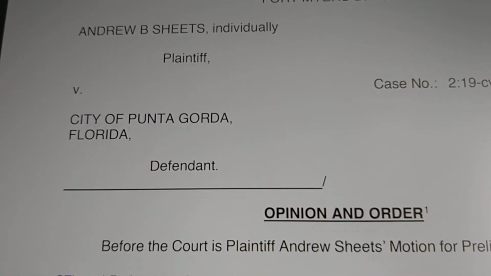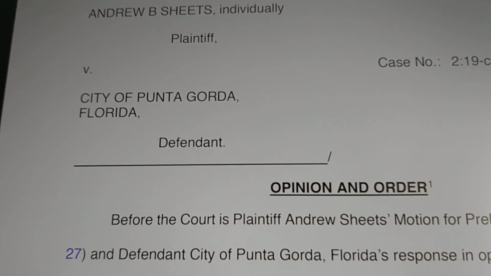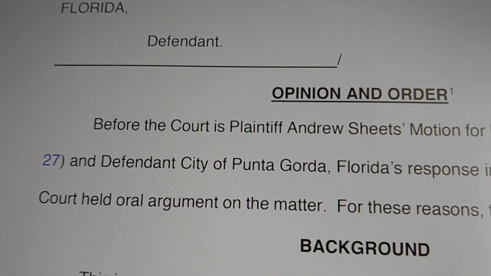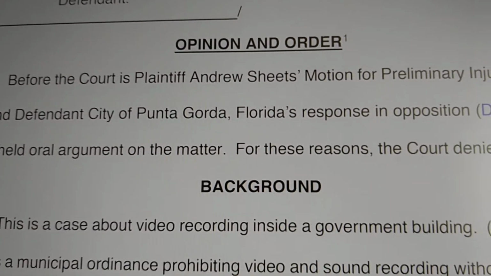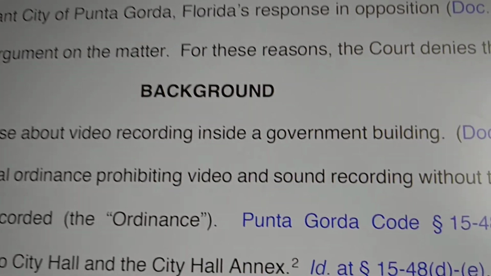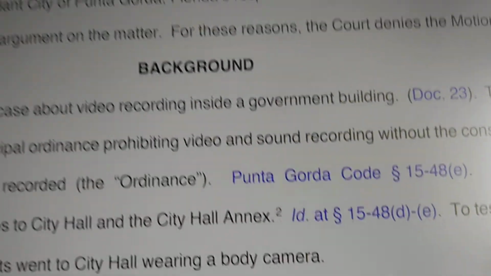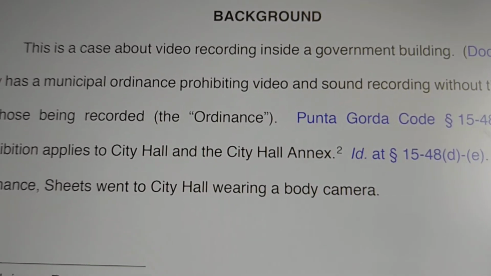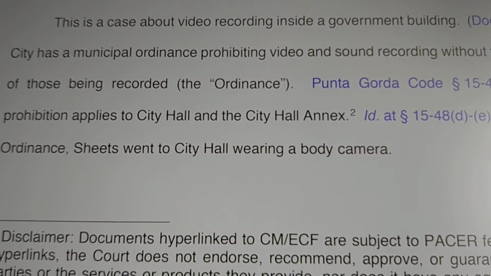So, with that said, let's look at established rulings in terms of recording in government buildings and see what the established rulings say. This actually covers two cases, Smith v. Cummings and then Sheets v. City of Punta Gorda, which reaffirms the Cummings ruling and then applies it to Sheets.